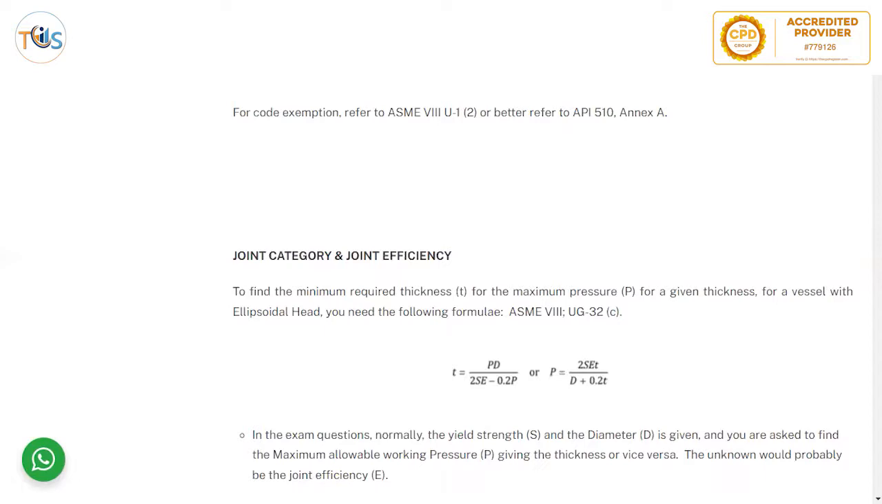For code exemption, what this code covers and what it does not cover, you can refer to U1, U2, or it's easier to refer to Appendix A of API 510. It's the same thing, because as I said, API 510 is based on ASME Section 8.